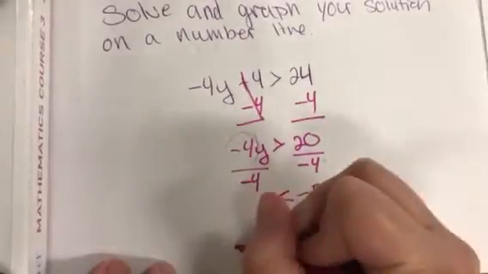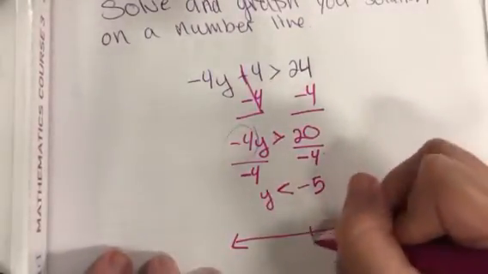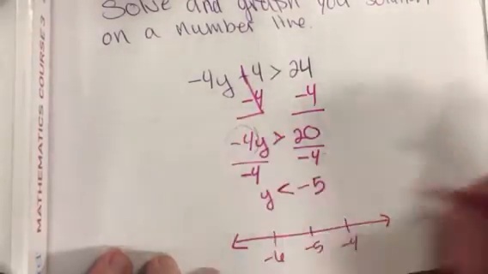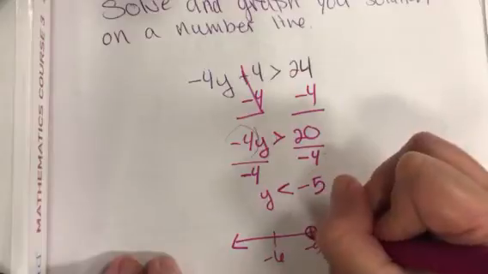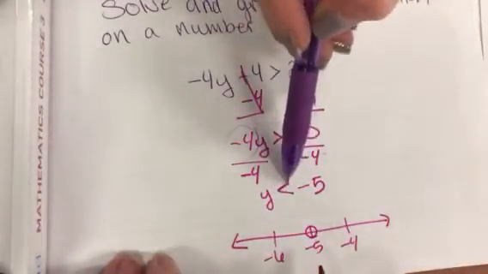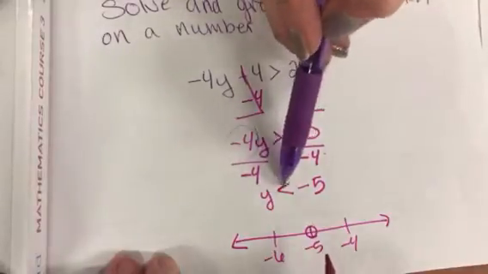So let's graph it on a number line again. Again, I'm going to put negative 5, then here would be negative 4 and negative 6. I'm going to start with my open circle. Do I need to close my circle? No, ma'am, because there is no or equal to. It is just y is less than negative 5.